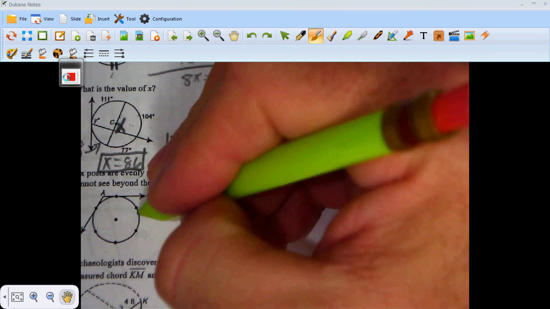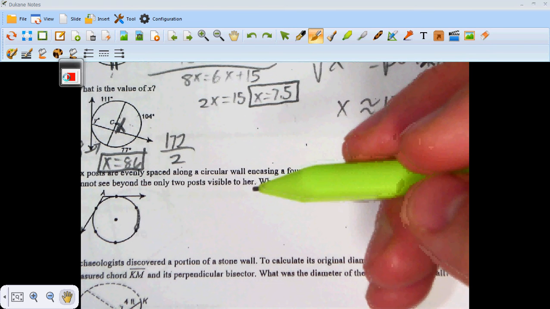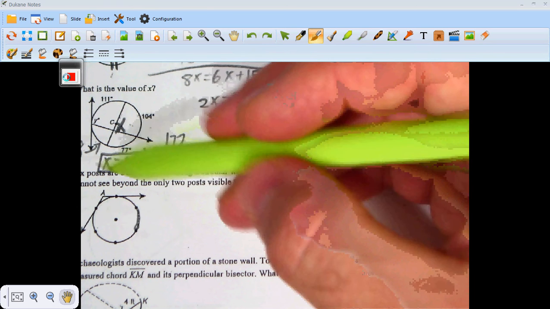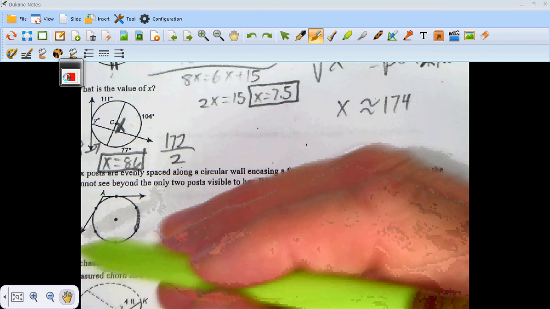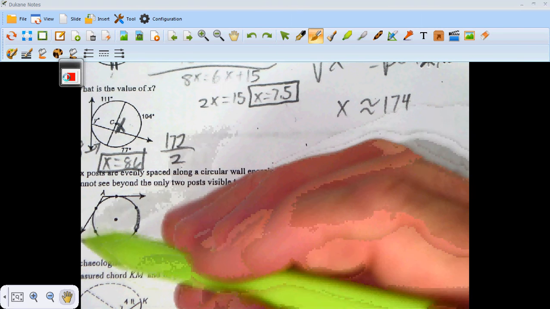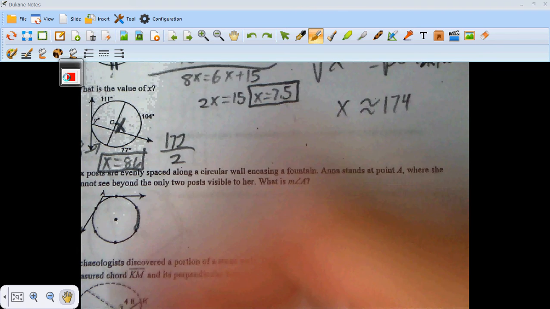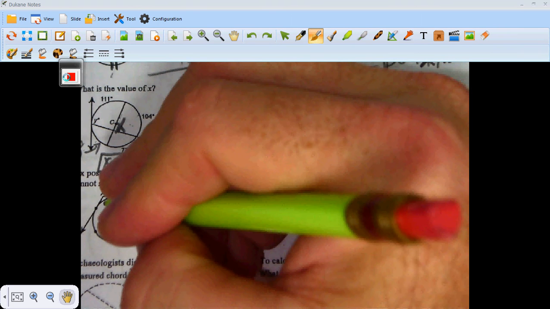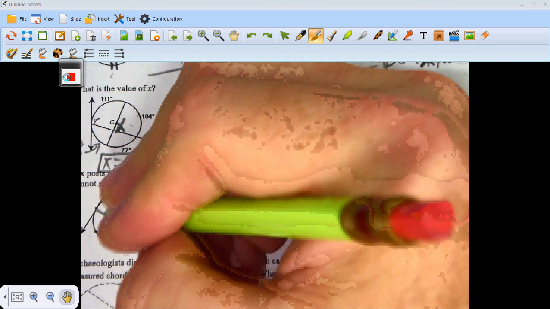First off, what is the measure of each arc between each post? If it's evened out by 6 posts, how many degrees are between each post? 60. You found that out by taking 360 divided by 6, right? Everybody have that? Everybody good? Shaking of heads? All right. So this is 60 degrees. Well, if that arc is 60 degrees, then that lets me know that this central angle is 60 degrees.